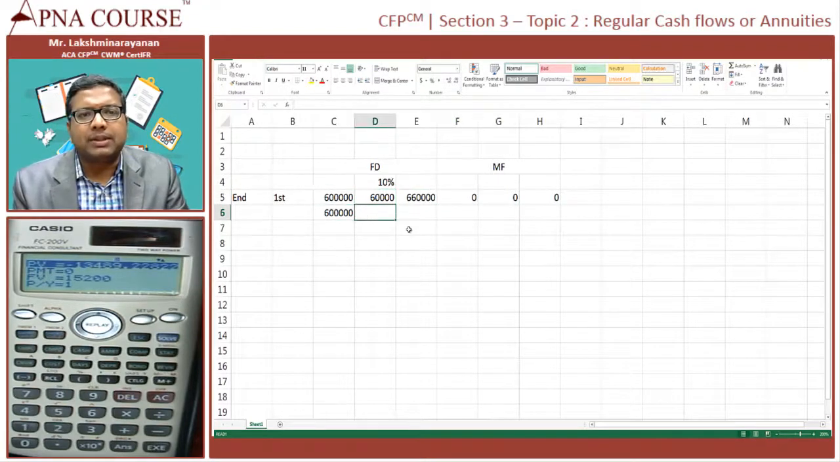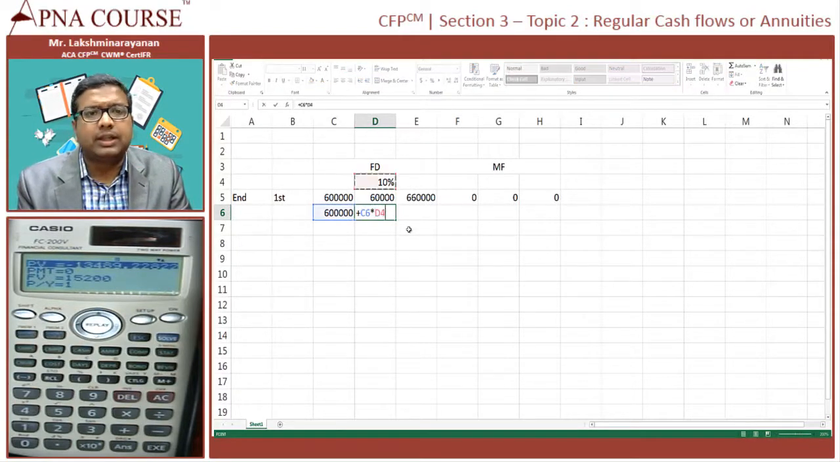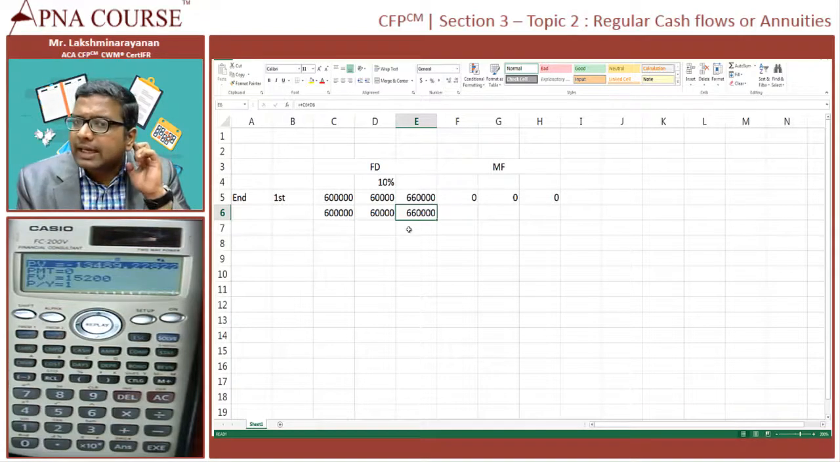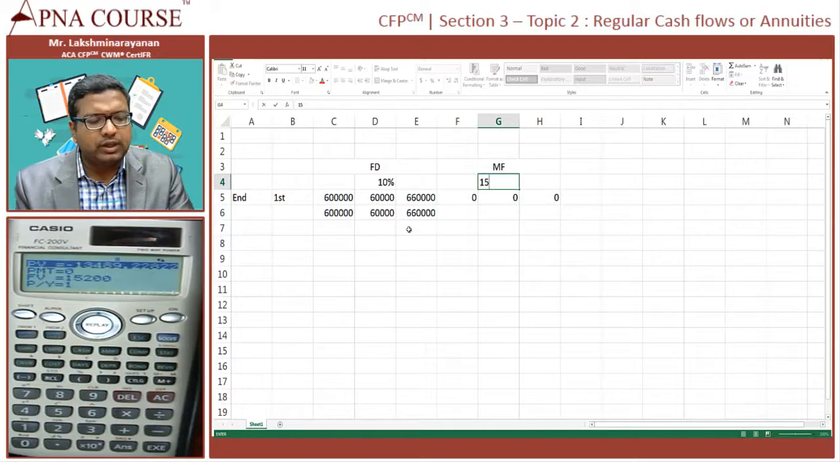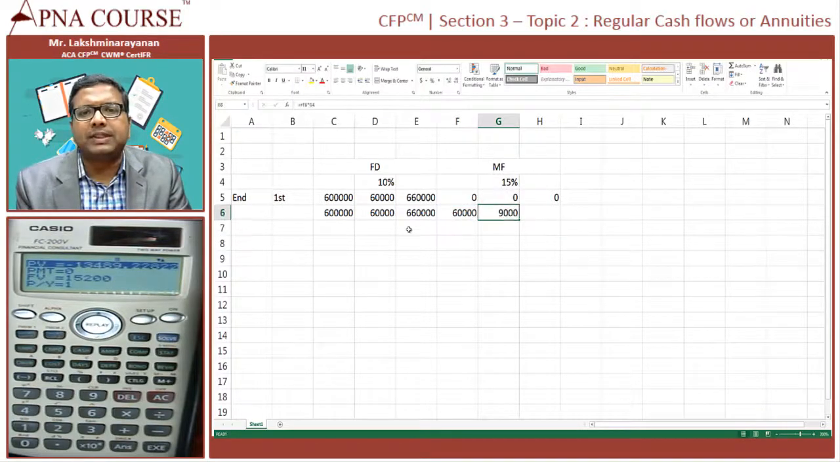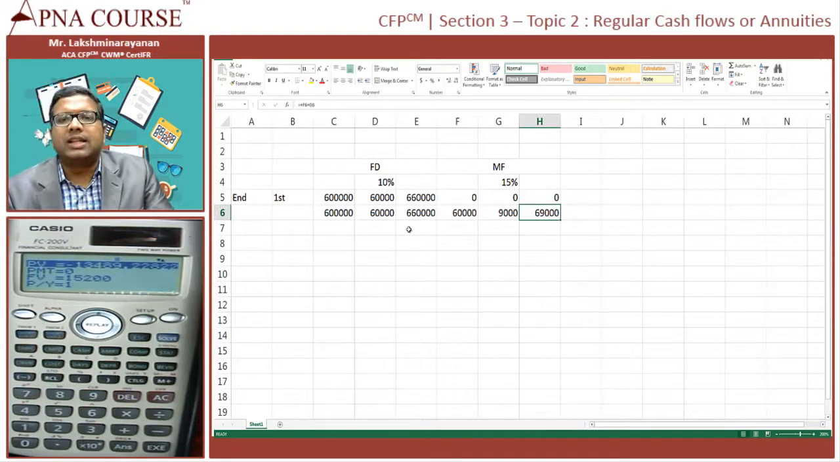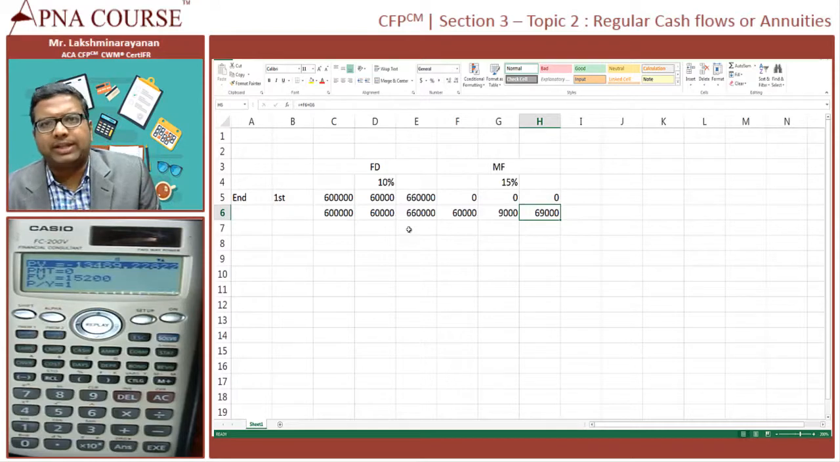Now second year, what happens? Same. He gets 6 lakh 60. But second year, what would have happened? Mutual fund earns 15%. He would have invested this 60,000 in mutual fund. It would have earned him 15%. The value of this would be 69,000. So you can calculate it likewise.